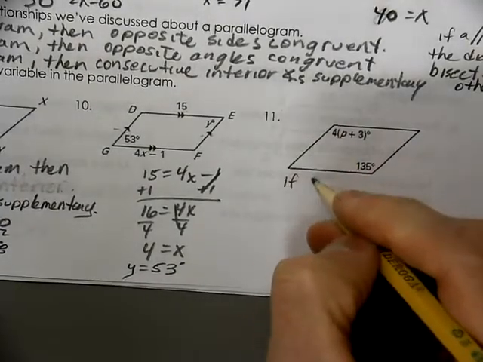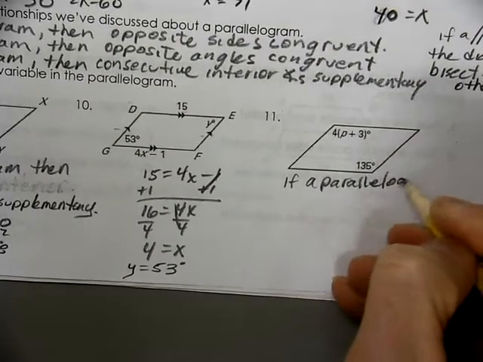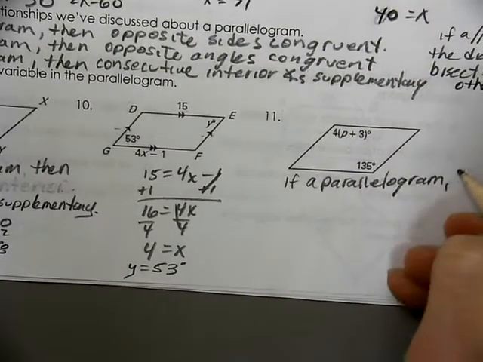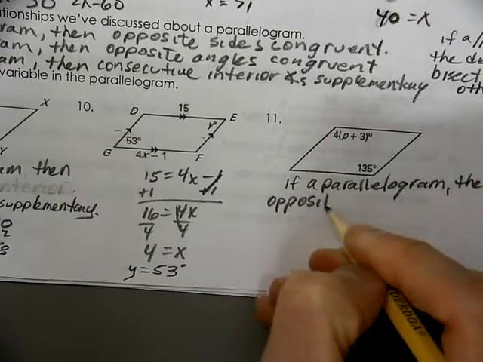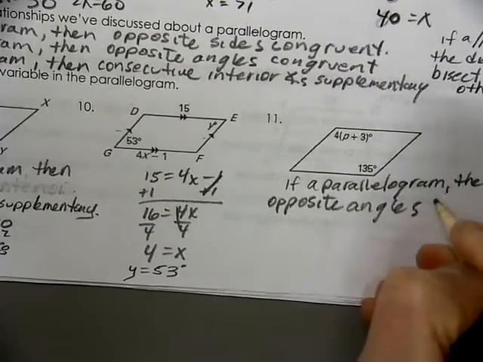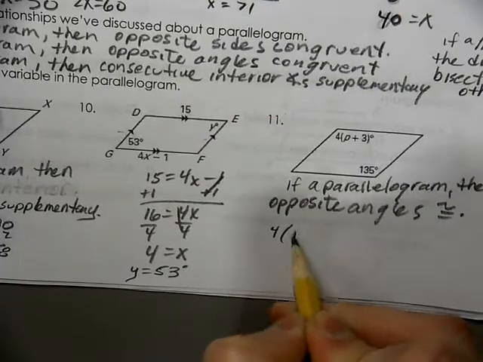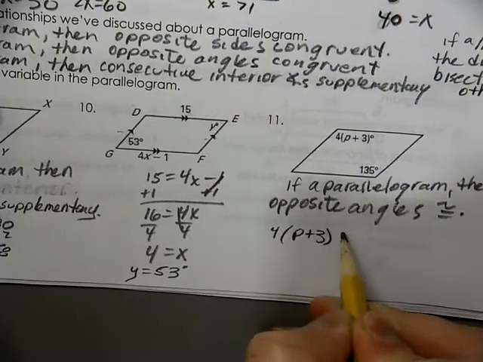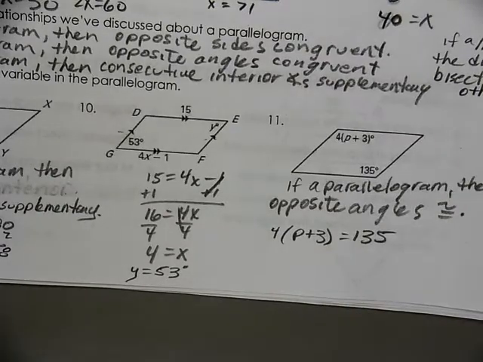Here, I have more room, so I can write the theorem again. If a parallelogram, then opposite angles congruent. So 4 times p plus 3 has to equal 135. Be sure not to set these equal to 180. They're opposite angles. They're not consecutive angles.